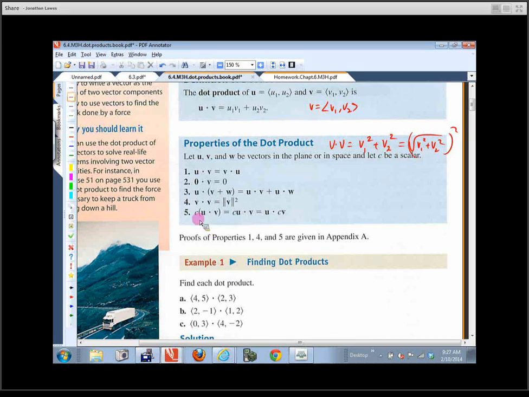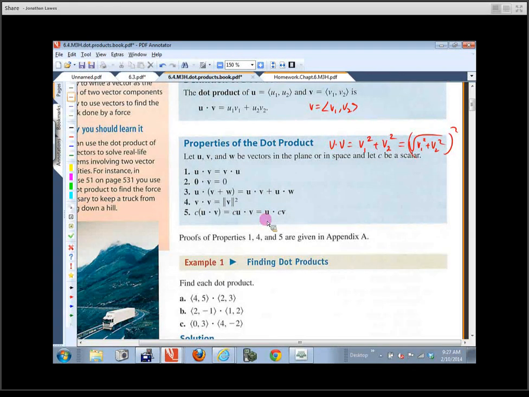And then if I've got a scalar multiplied by the dot product of u and v, it's not distributing through because you're just multiplying it by one of them. I can either multiply that scalar by u and then dot it with v, or multiply it with v and then dot it with u, and I get the same answer.